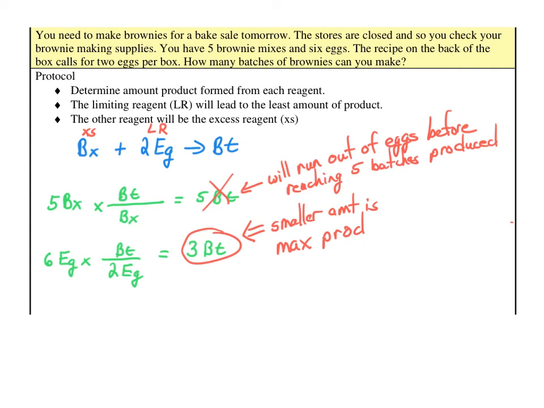The limiting reagent is a reagent that leads to the least amount of product, and the other reagent is going to be the excess reagent. We're going to take the same overall protocol and apply it to problems in a chemistry context.